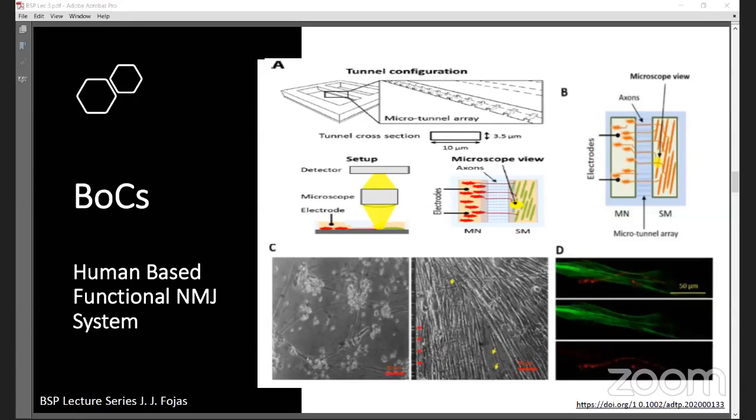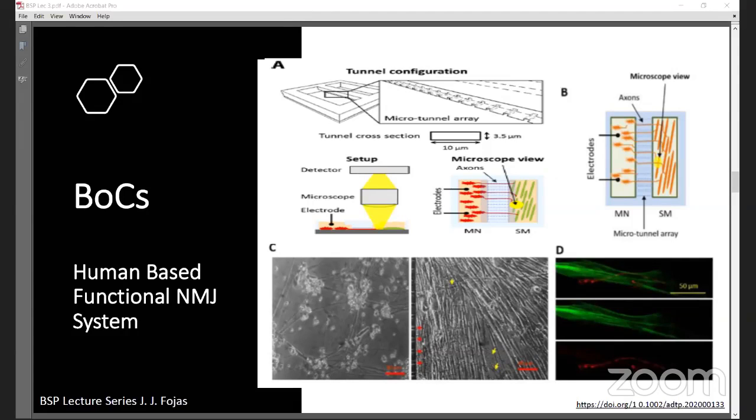In this particular illustration, you can see the NMJ system at the top. So that's the schematic over there. Sorry, I keep on pointing, but I know that you cannot see it because my pen is not working.